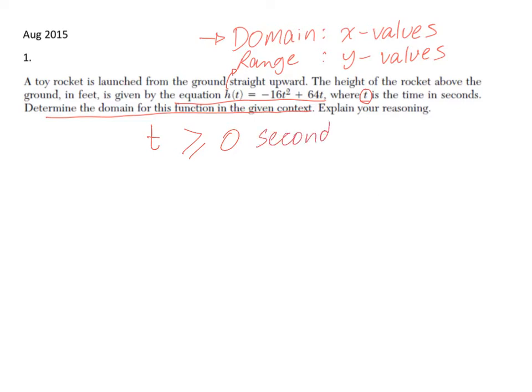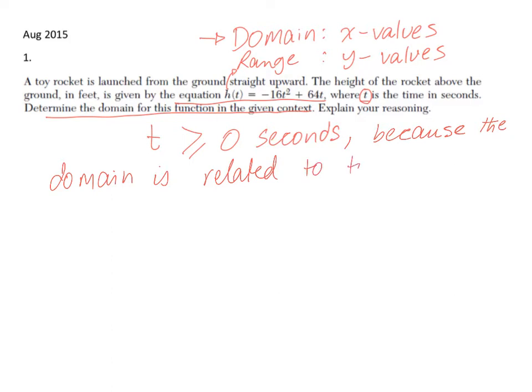So we can say t is greater than 0 because the domain is related to time, which will only take positive values.